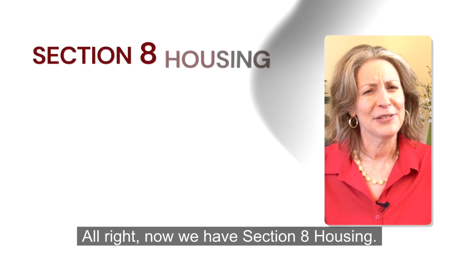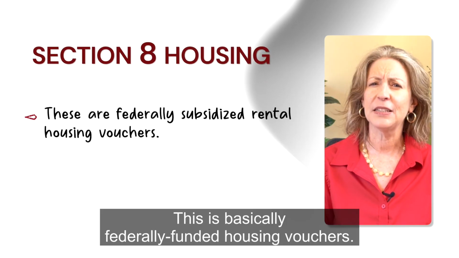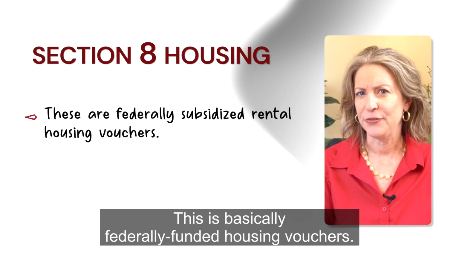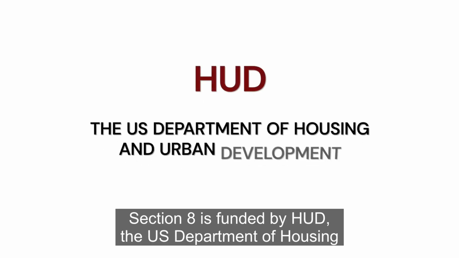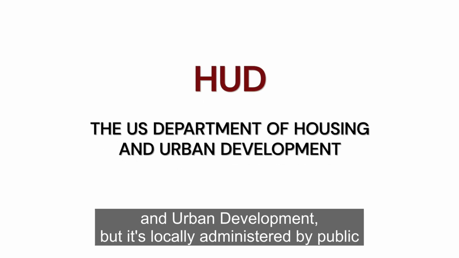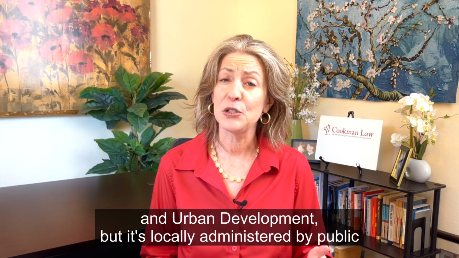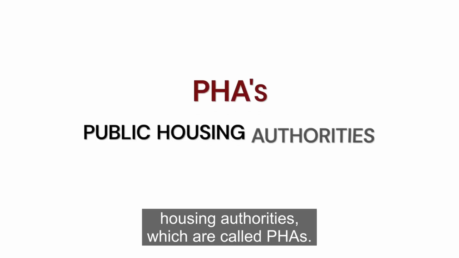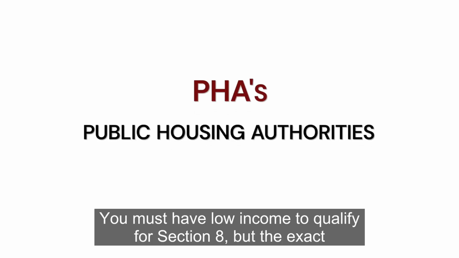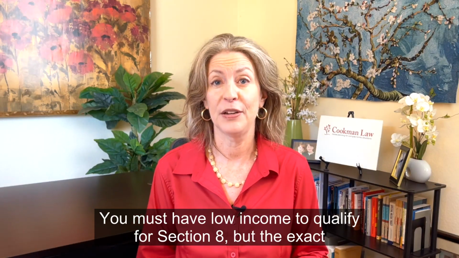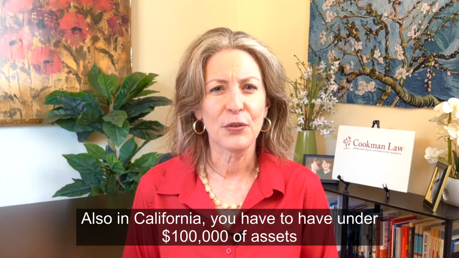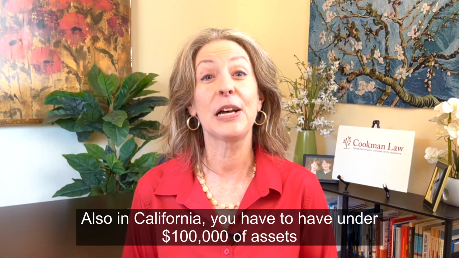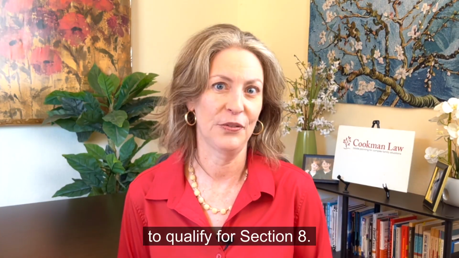All right, now we have Section 8 housing. This is basically federally funded housing vouchers. Section 8 is funded by HUD, the U.S. Department of Housing and Urban Development, but it's locally administered by public housing authorities, which are called PHAs. You must have low income to qualify for Section 8, but the exact income amount varies. Also in California, you have to have under $100,000 of assets to qualify for Section 8.